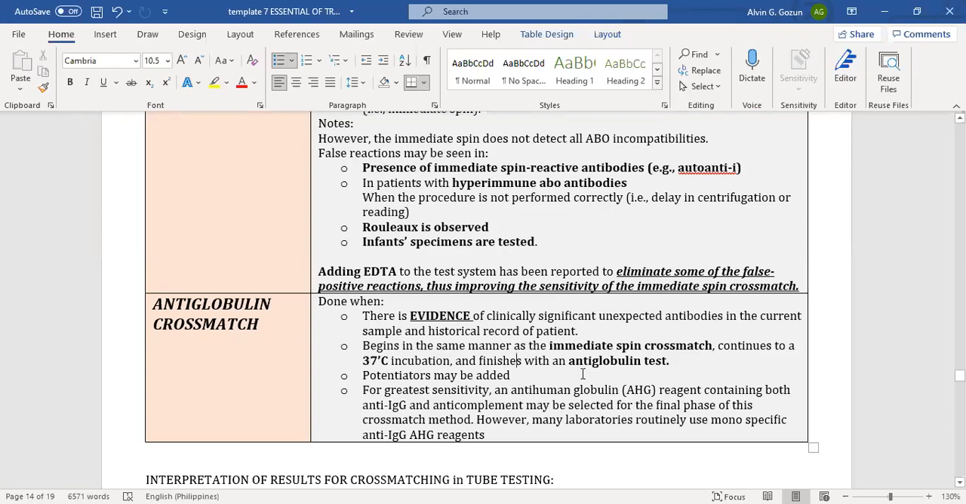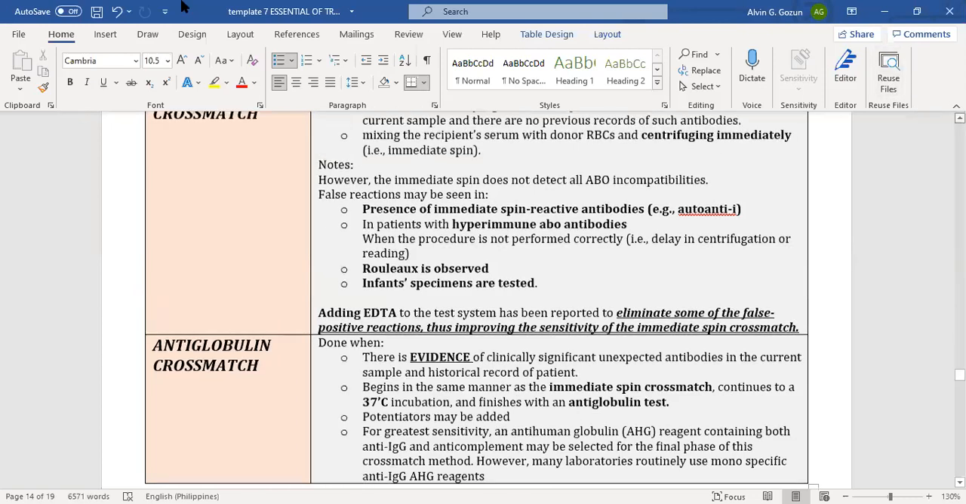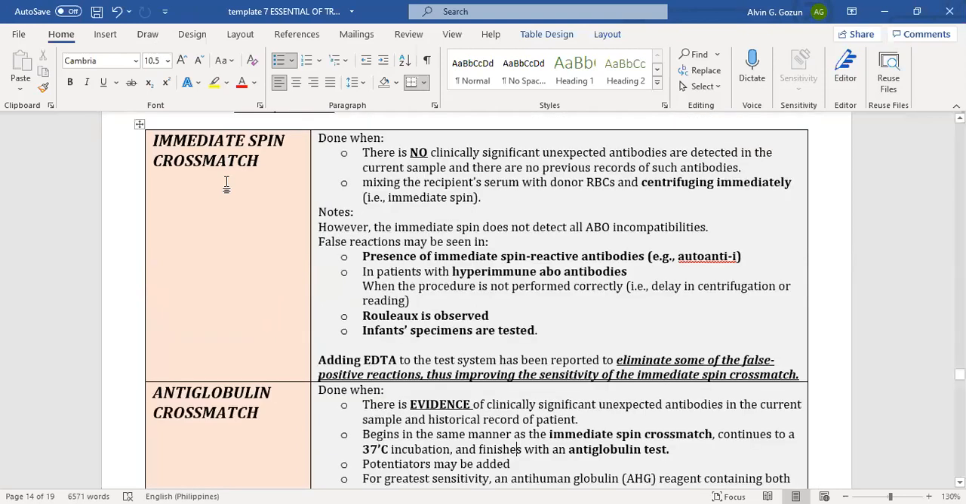So again guys, when I say antiglobulin cross-match, it still starts with the immediate spin or room temperature phase, then the 37 degrees Celsius phase follows until the antiglobulin phase is finished. But in the immediate spin cross-match, it stops at the immediate spin or room temperature phase. You will not proceed to the 37 degrees Celsius and anti-human globulin phases.